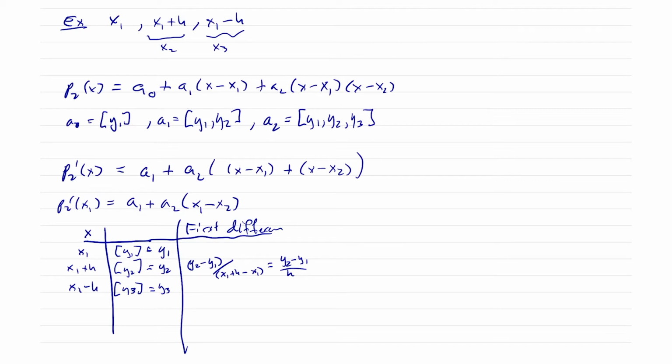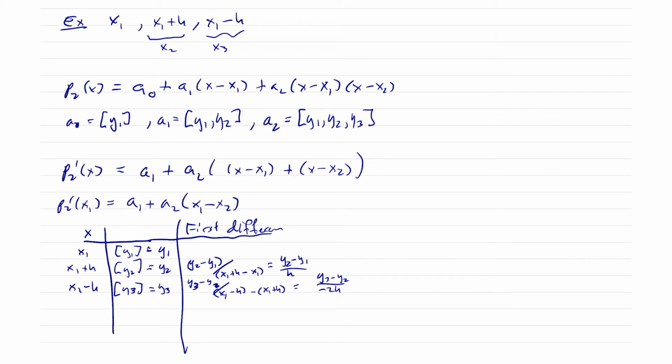Okay, now we want to do the first difference in this spot, and so that's going to be the difference between these two guys, y3 minus y2, and now we subtract this guy from this guy, right? So we're going to have x1 minus h minus x1 plus h. All right, now we need to figure out what goes in this spot. Well, let's finish writing this out. So we have y3 minus y2 divided by, it looks like, minus 2h.